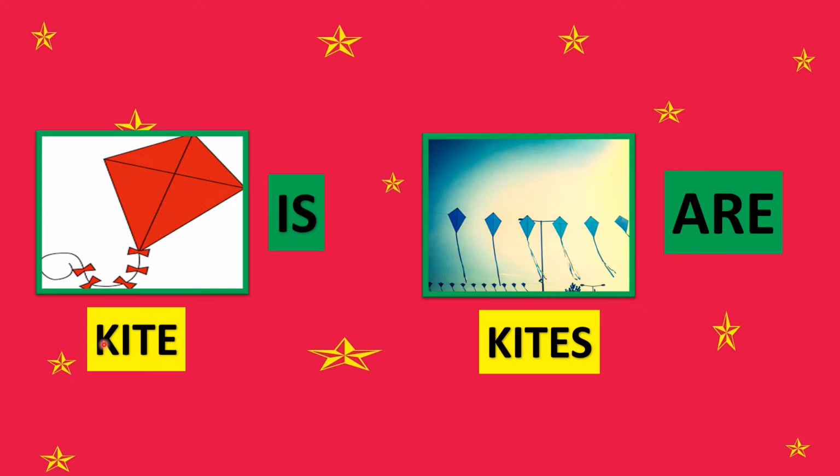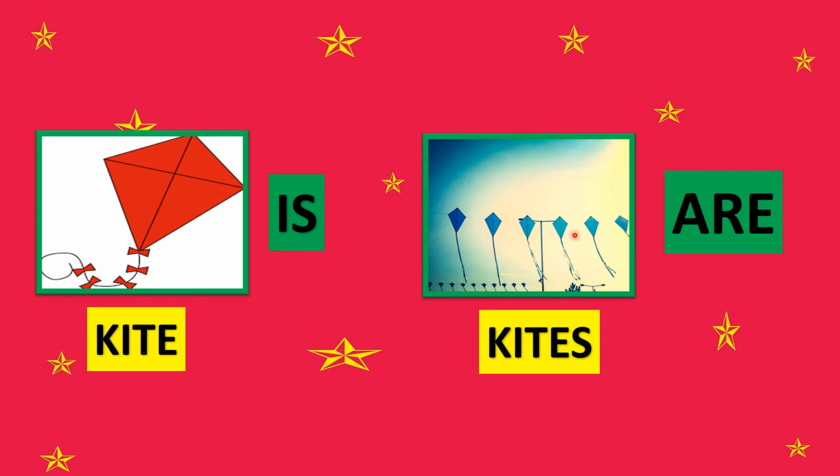K-I-T-E, kite. No S. So here see, only one kite. That's why we are using I-S, is. Okay? Only one kite. No S is there. That's why we will use "is".